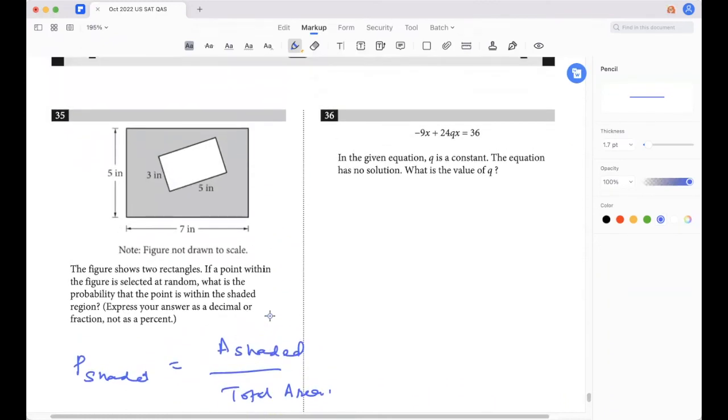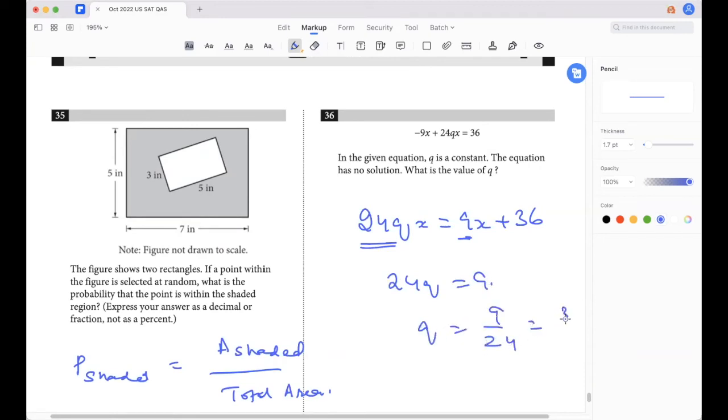In the given equation, q is a constant. The equation has no solution. What is the value of q? Okay. So let me just write it as 24qx is 9x plus 36. So if it doesn't have a solution, then the coefficients of x should be the same. So 24q should be 9. So q is 9 by 24, which is 3 by 8.